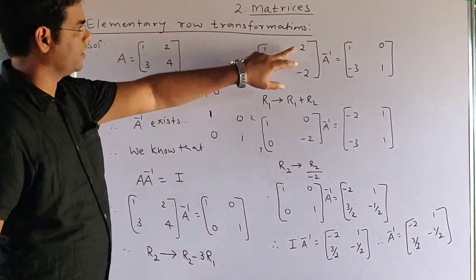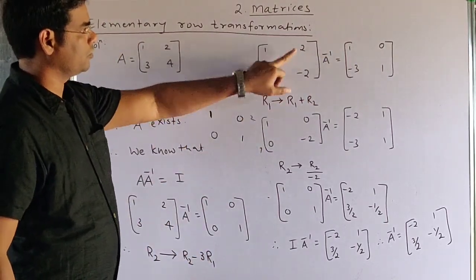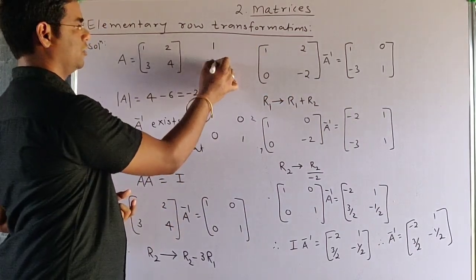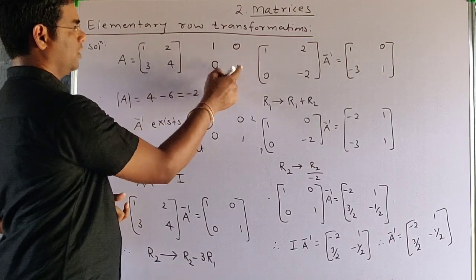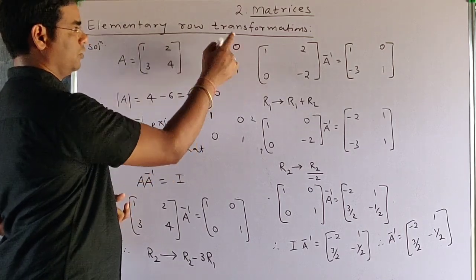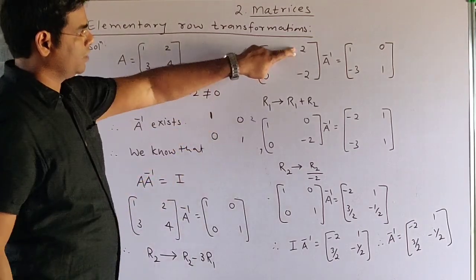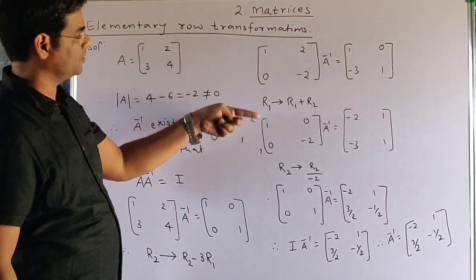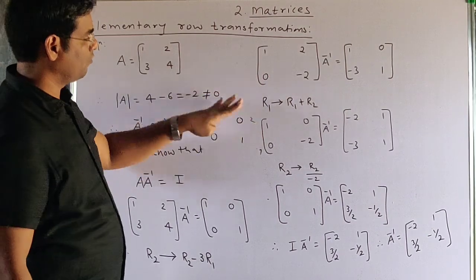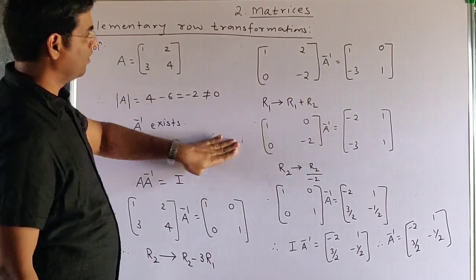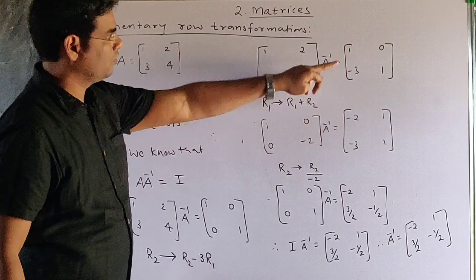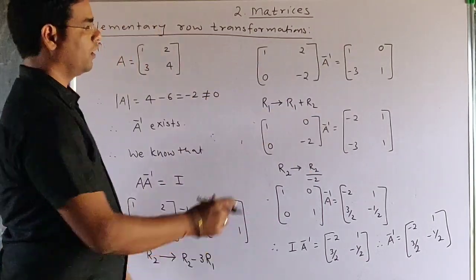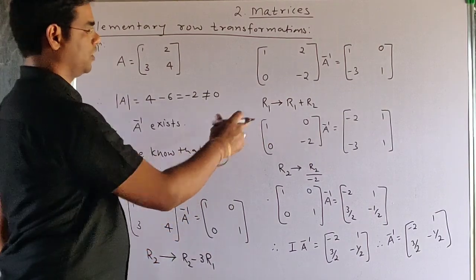Next, if you add these two rows, then here you will get 0, because our target is to reduce matrix A into the identity matrix, 1 0, 0 1. So R1 plus R2: 1 plus 0 is 1, 1 plus 0 is 1, 2 minus 2 is 0, 1 minus 3 is minus 2, 0 plus 1 is 1. You have to carry out this transformation, R1 plus R2.